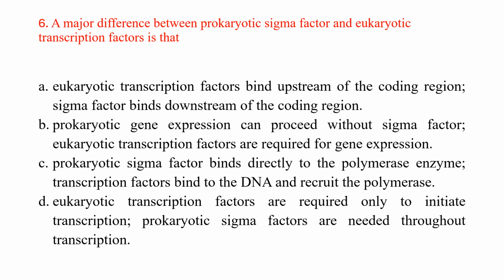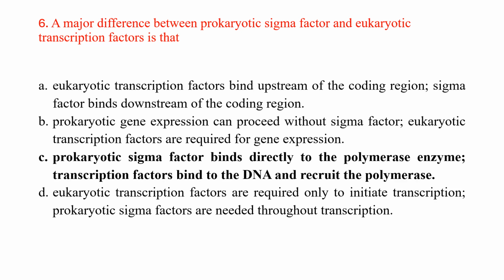Number 6, a major difference between prokaryotic sigma factor and eukaryotic transcription factors is that A. Eukaryotic transcription factors bind upstream of the coding region. Sigma factor binds downstream of the coding region. Or B. Prokaryotic gene expression can proceed without sigma factor. Eukaryotic transcription factors are required for gene expression. Letter C. Prokaryotic sigma factor binds directly to the polymerase enzyme. Transcription factors bind to DNA and recruit the polymerase. Or D. Eukaryotic transcription factors are required only to initiate transcription. Prokaryotic sigma factors are needed throughout transcription.